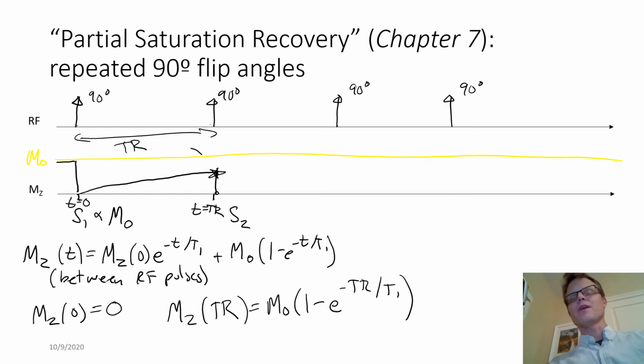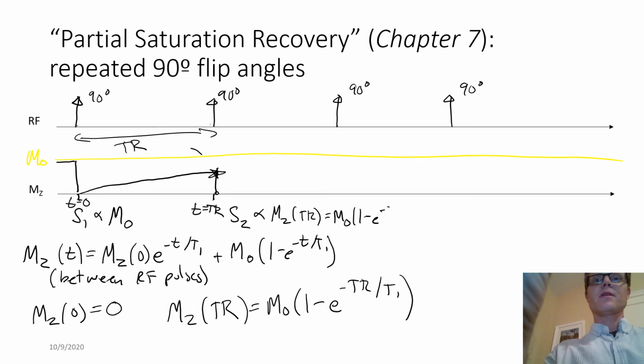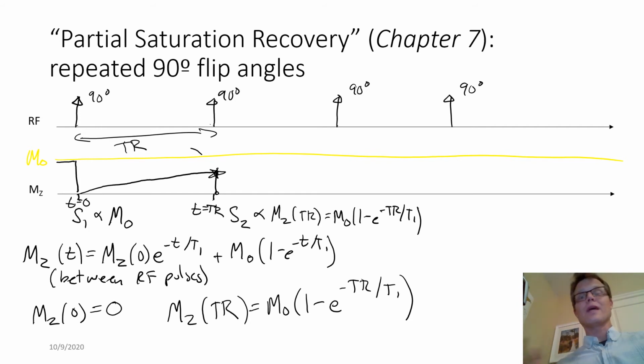We've got T1 weighting in here because we have some term in here that depends on T1. In fact, then the signal that comes out in this second TR is just going to be proportional to this Mz of TR, which is M naught times 1 minus e to the minus TR over T1. Okay, so we have a T1 weighted signal that we've created here.